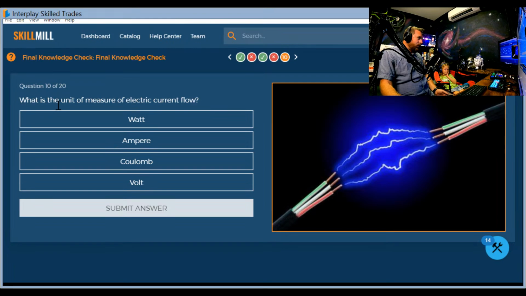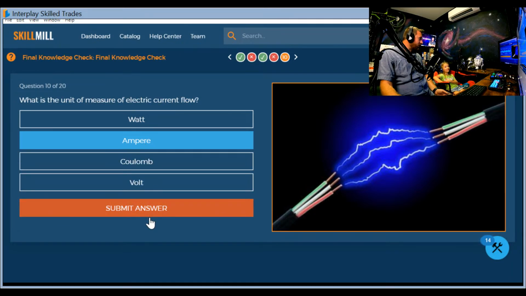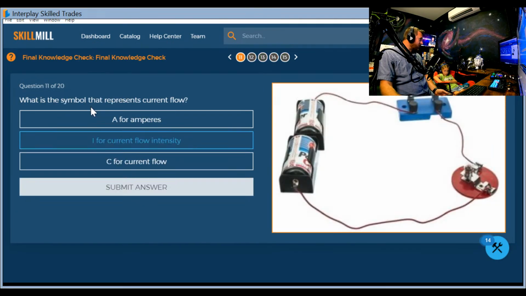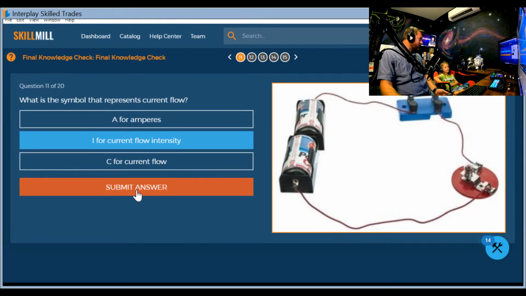What is the unit of measure of electric current flow? I do not know that because I'm not that good at electric. Amp. Ampere. What is the symbol that represents current flow? A for amperes, I for current flow intensity, C for current flow. How do you know that? Because it popped out in my brain. Okay.